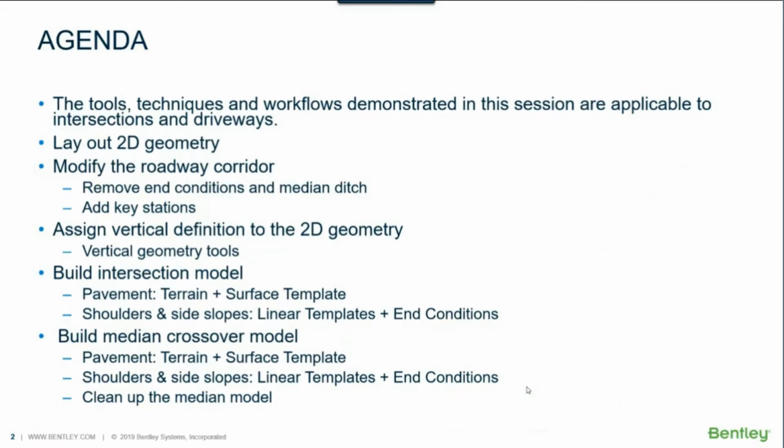Then we're going to build the intersection model, which will consist of the pavement section. For the pavement section, we'll create a terrain and use surface templates. Then we're going to model the shoulders and the side slopes around it. From there, after modeling the intersection, we'll move over into the median crossover area of the roadway corridor, and we'll go through that process too in a little more streamlined fashion. But we're going to build that as well. Okay, so that's our basic agenda.